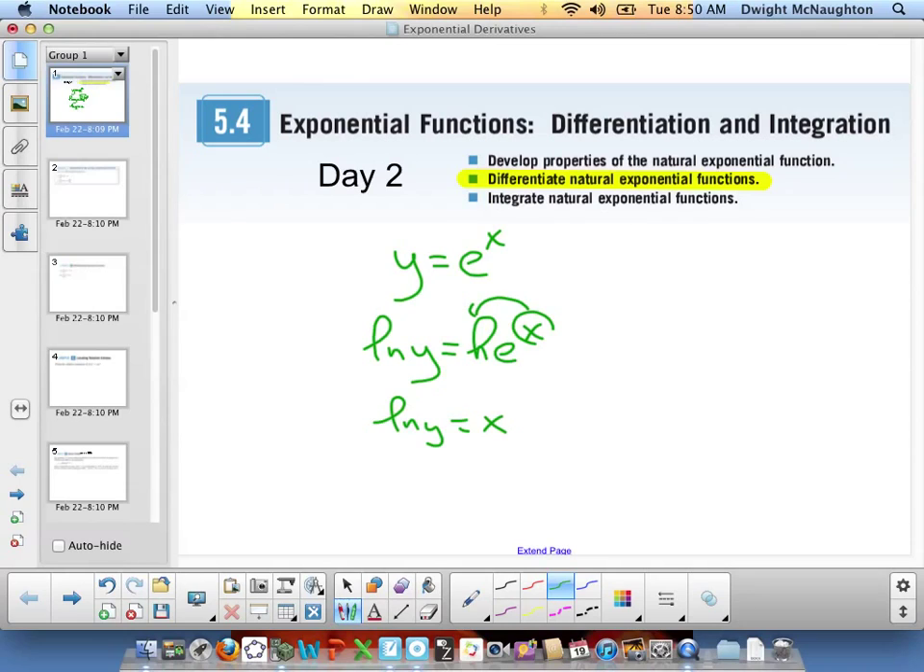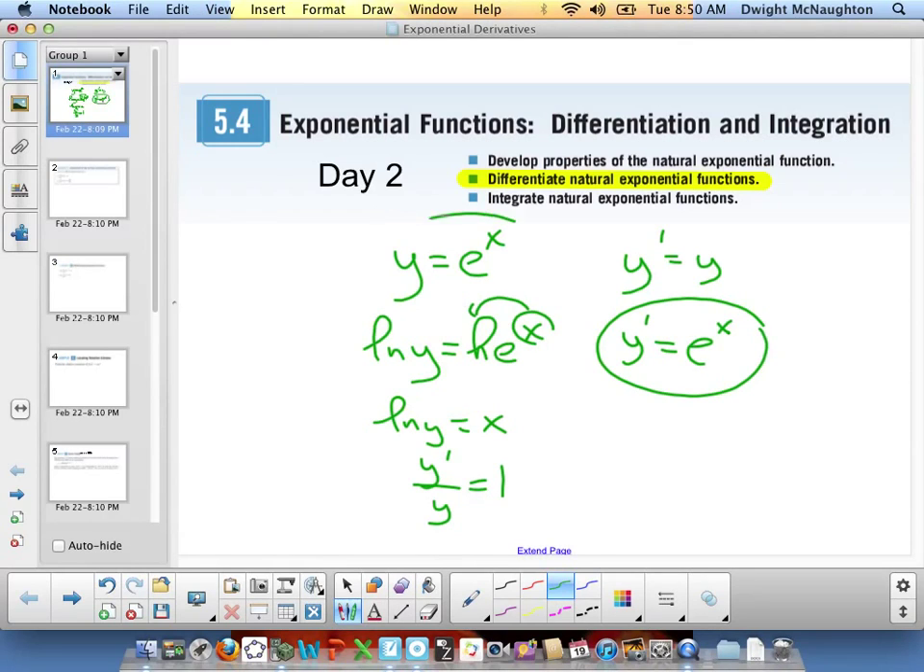The derivative of the natural log of y is y prime over y. The derivative of what's inside over what's inside. And the derivative of x with respect to x is 1. Solve for y prime. By multiplying by y, we see y prime equals y, or y prime equals e to the x. So the derivative of e to the x is e to the x.